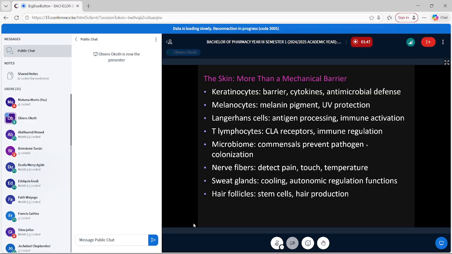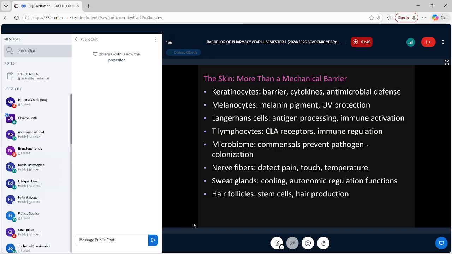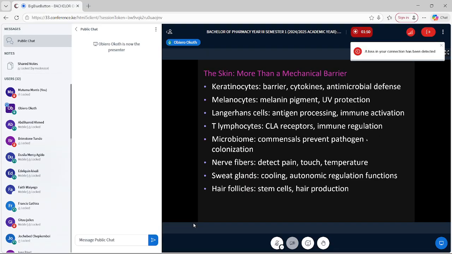Keratinocyte is the main cell in the skin. It provides barrier, cytokines, antimicrobial defense. Melanocytes produce melanin pigments for UV protection. Langerhans cells, antigen processing, immune activation. T lymphocytes have what we call cutaneous lymphocyte antigens, also receptors. This is what makes the lymphocytes, when you have a drug reaction, go into the skin, because they have these receptors. But the T lymphocytes are also very important in immune regulation.